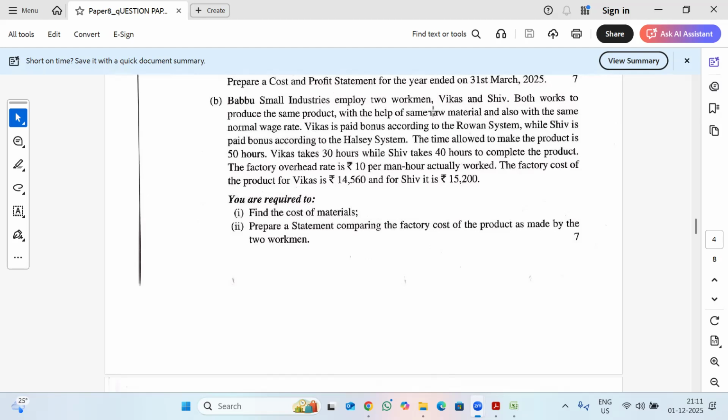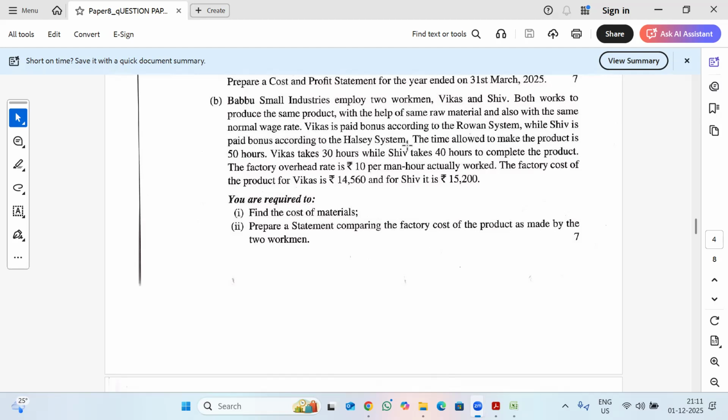Two workmen, Vikas and Shiv, both work to produce the same product with the help of the same raw materials and with the same normal wage rate. Vikas is paid bonus according to the Rowan system, while Shiv is paid based on the Halsey system, so their bonus is varying. The time allowed to make the product is 50 hours. Vikas takes 30 hours while Shiv takes 40 hours to complete the product.